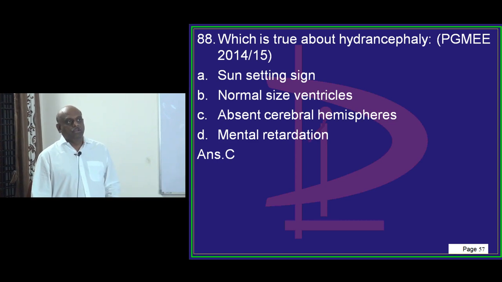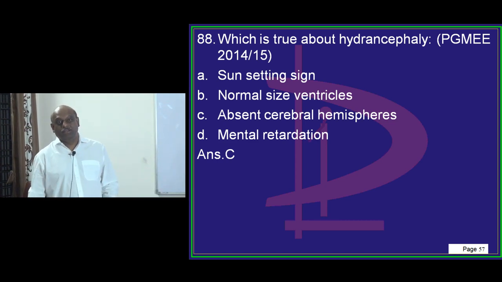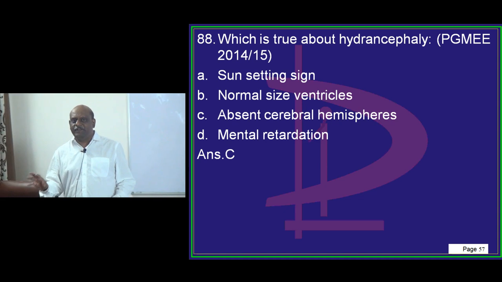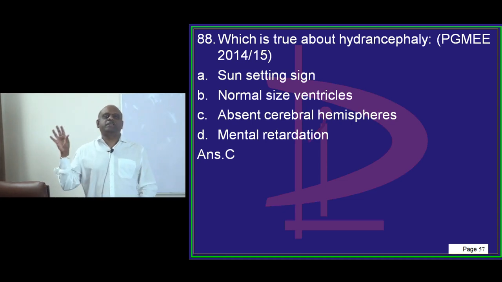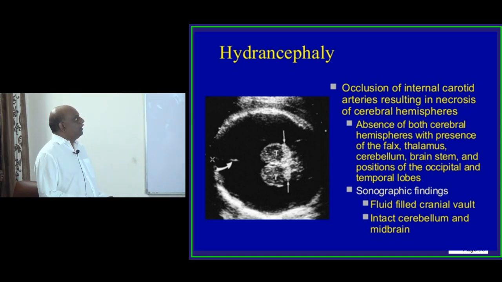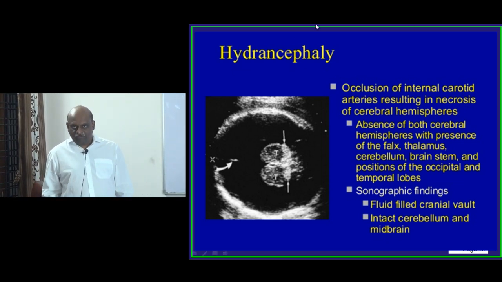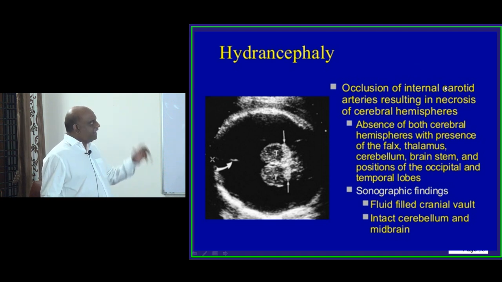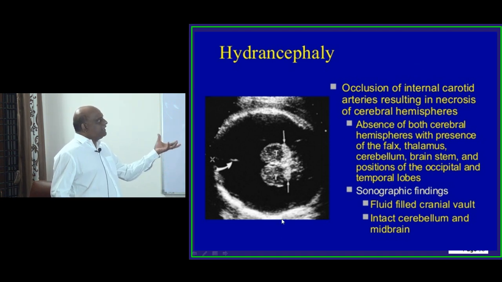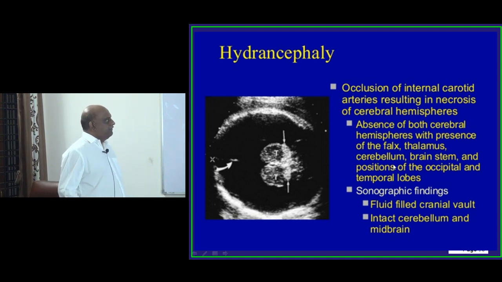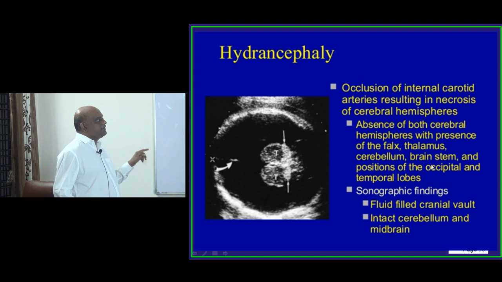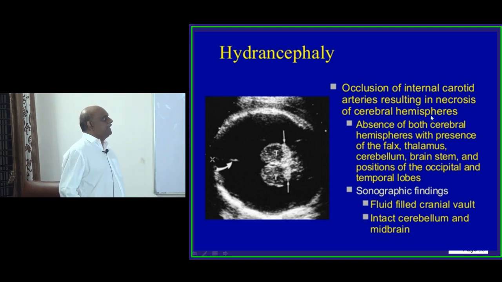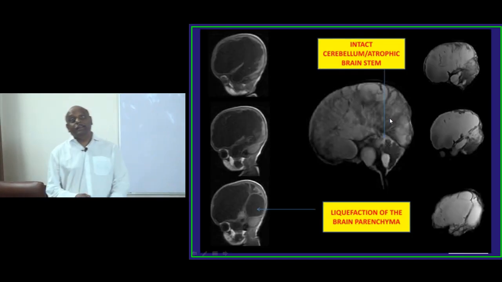Hydrocephaly, there are no cerebral hemispheres. That is a classical feature. Schizencephaly, lissencephaly, hydrocephaly, all these malformations, you should be doubly sure, doctor. In fetal life, if the internal carotid artery gets blocked, the entire cerebral hemispheres undergo liquefactive necrosis, and there will be an absence of any cerebral hemispheres with the presence of only the pons, thalamus, cerebellum, brainstem. These remain, but both the cerebral hemispheres will be missing, which is the classical feature called hydrocephaly.